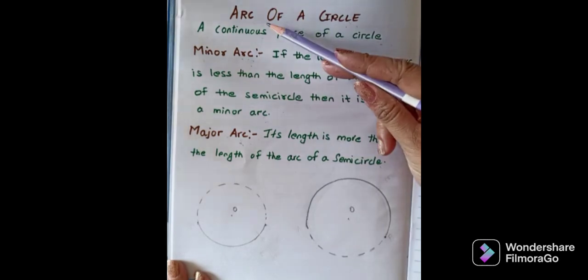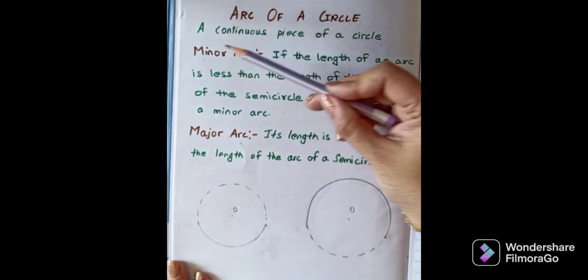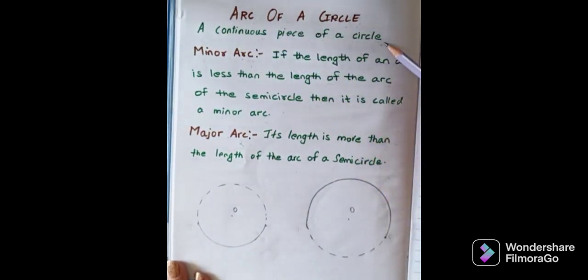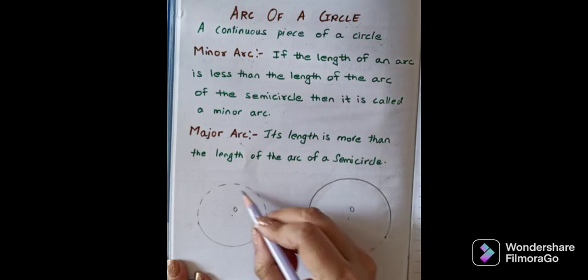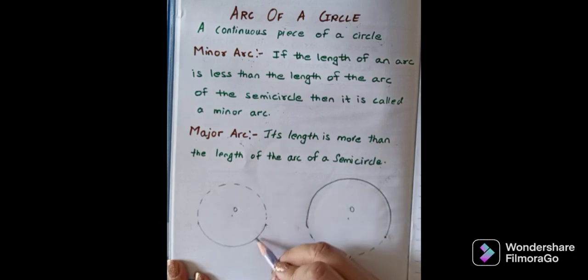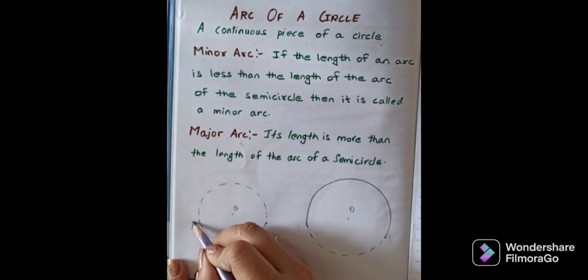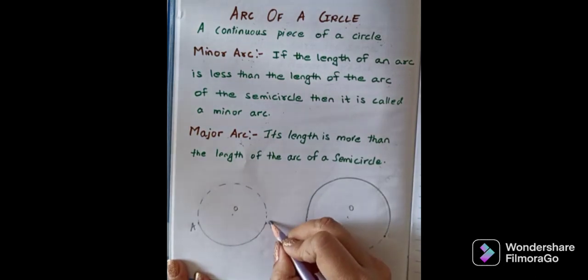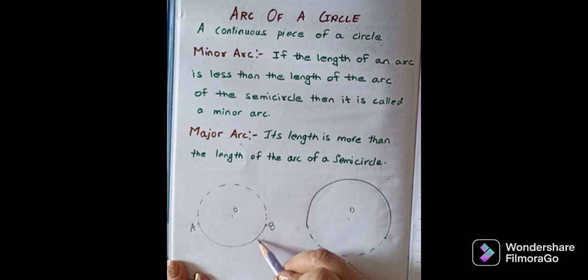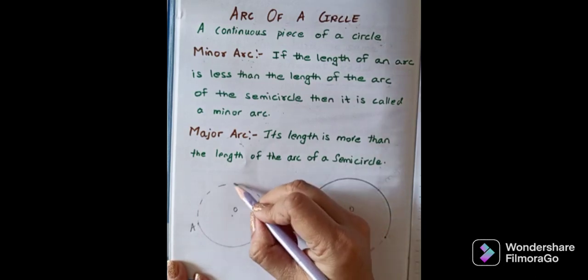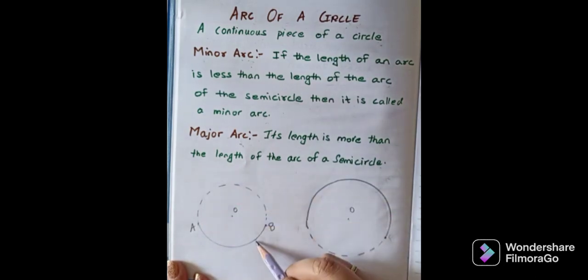Okay, so next term is arc of a circle. An arc is a continuous piece of a circle. So let's understand with the help of an example here. You can see this circle has a dotted line and it has the arc. This AB is an arc of a circle and you can see that this arc AB is smaller than this dotted part of the circle. So that's why it is called a minor arc of the circle.